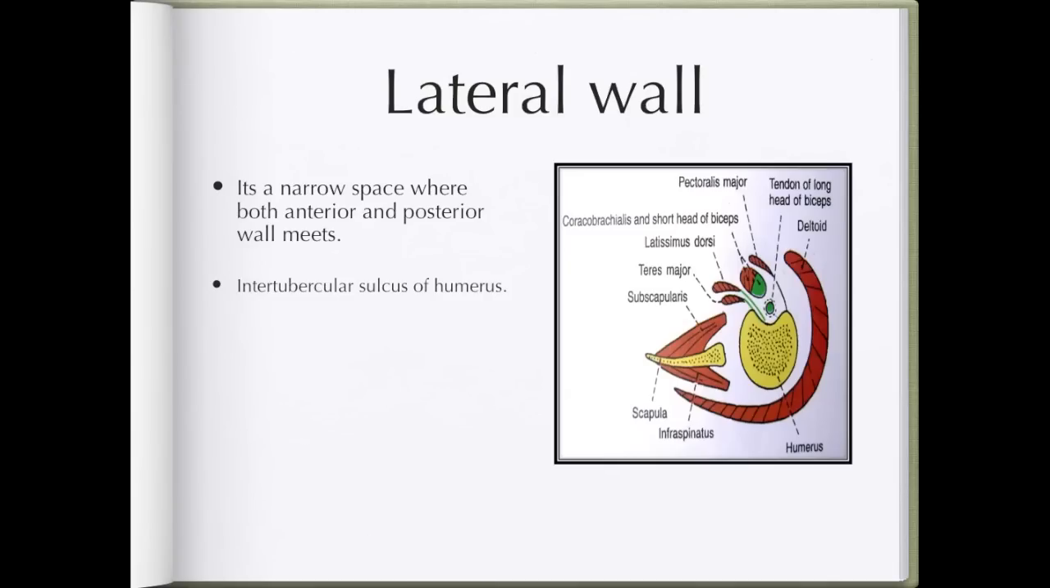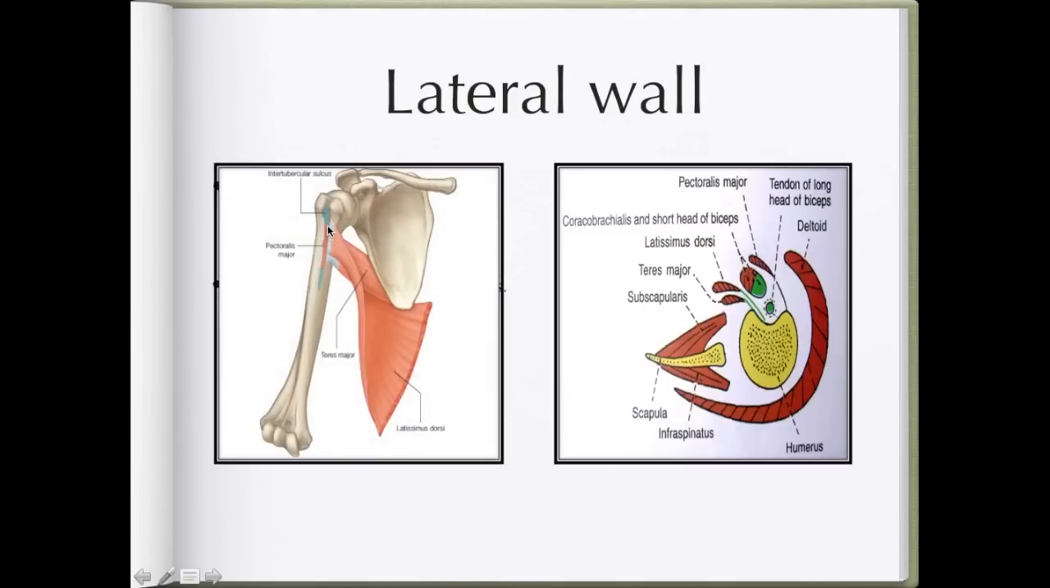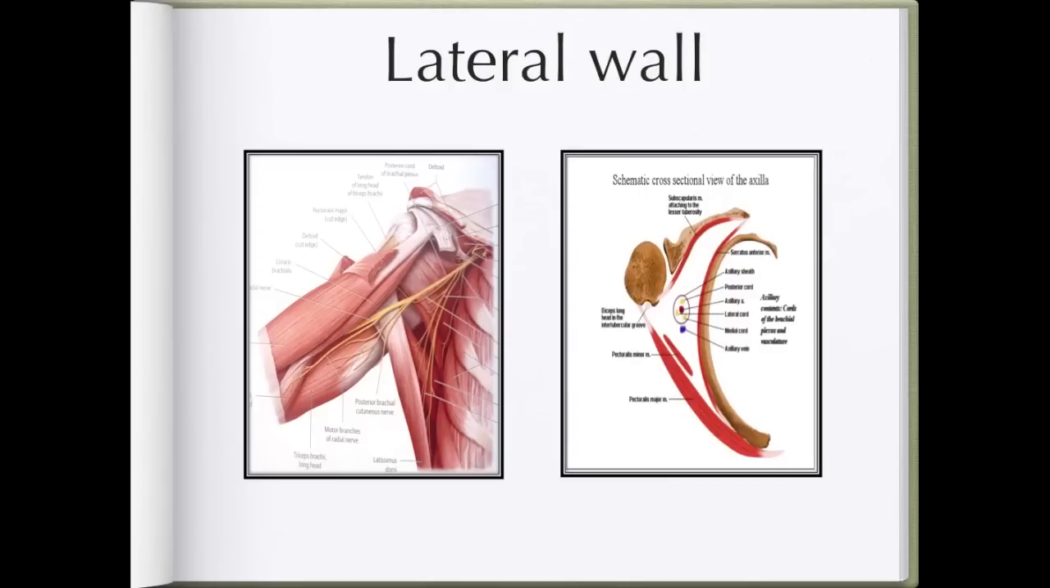The lateral wall is a narrow strip-like area where the anterior wall and posterior wall meet. Here you can see the lateral wall, where the anterior and posterior walls meet. The anterior wall muscle is pectoralis major and the posterior wall muscles are latissimus dorsi and teres major. These muscles get inserted onto the lateral and medial lips of the bicipital groove. So the bicipital groove represents the lateral wall of the axilla. It's a narrow strip-like groove which contains the long head of the biceps muscle. The long head of biceps arises from the supraglenoid tubercle and the short head of biceps arises from the coracoid process.